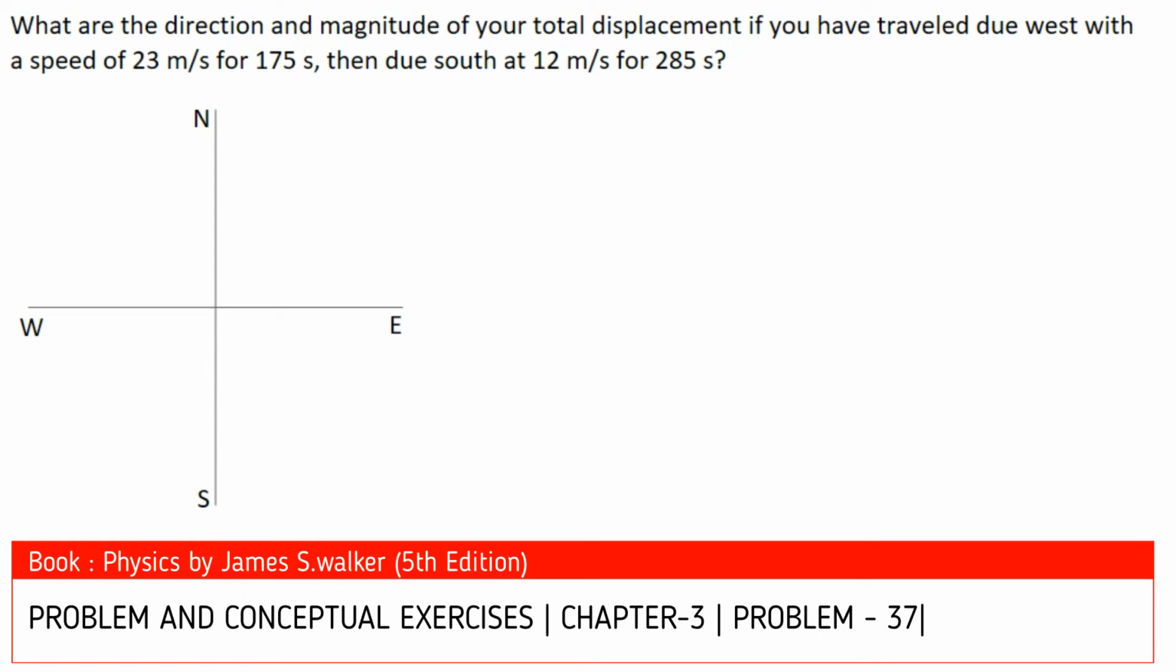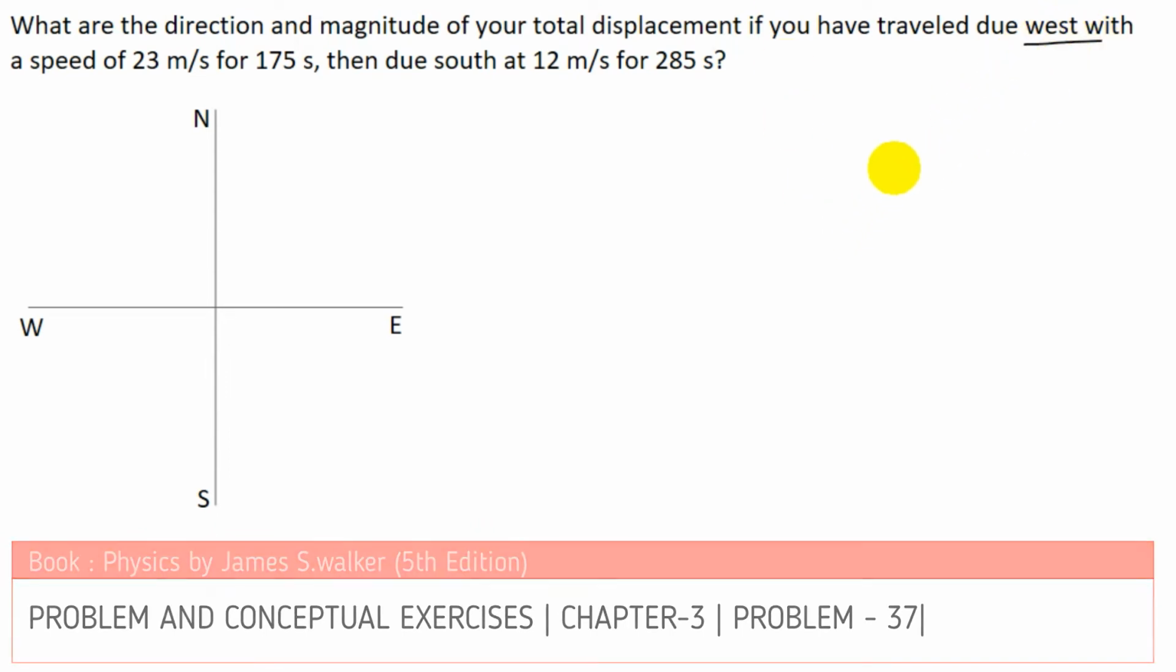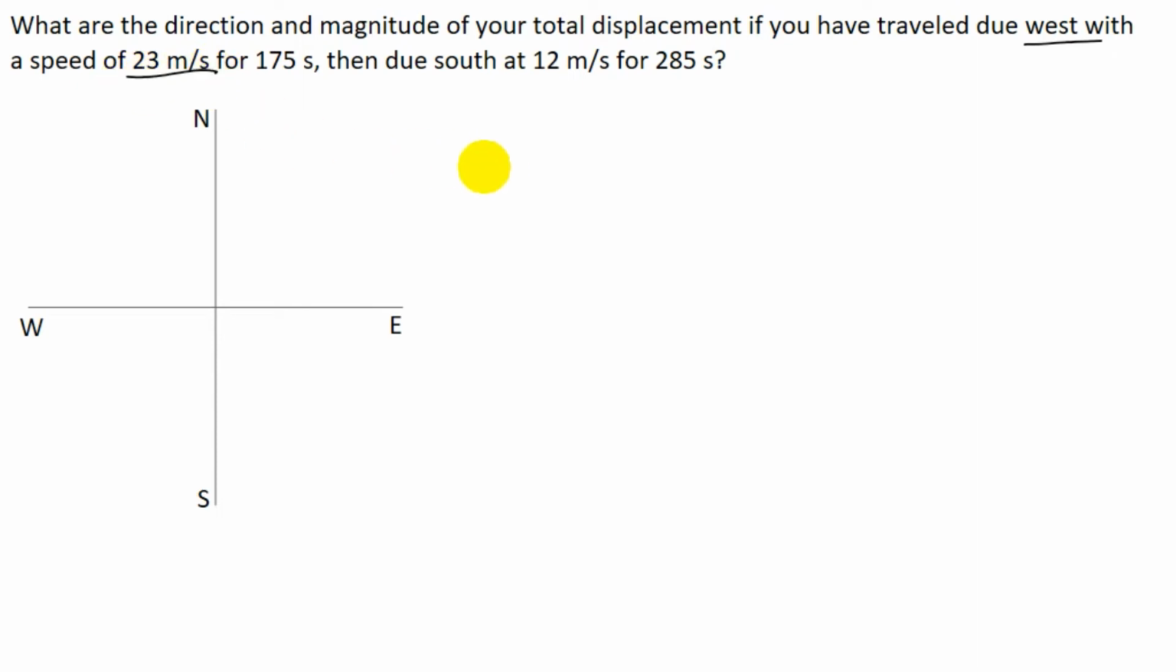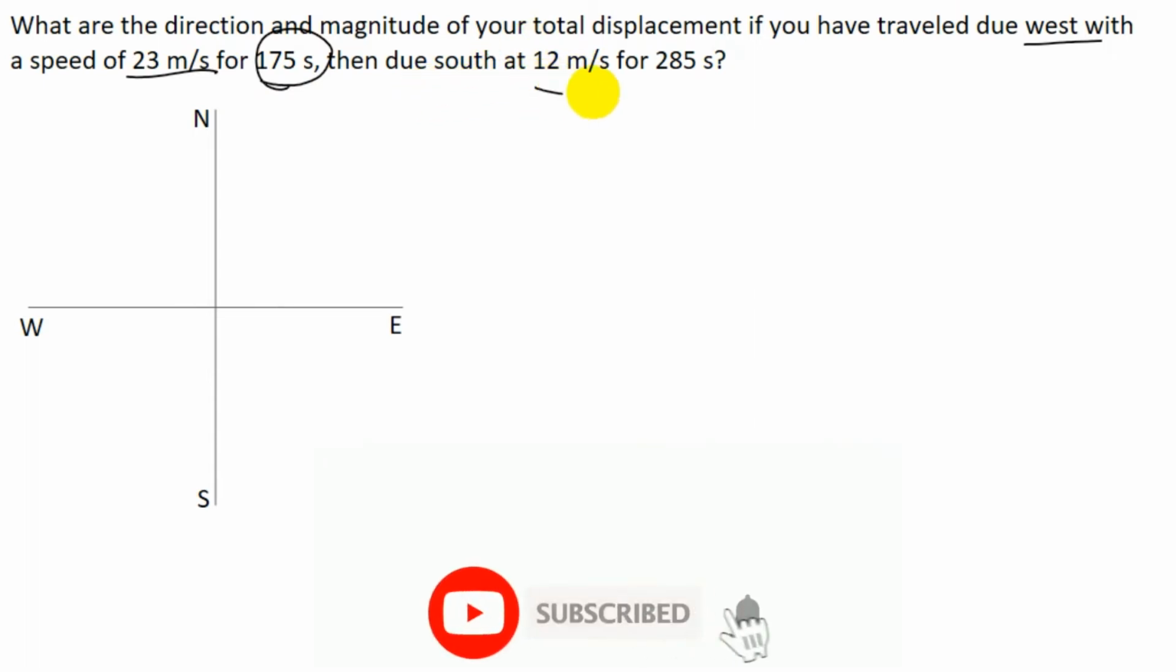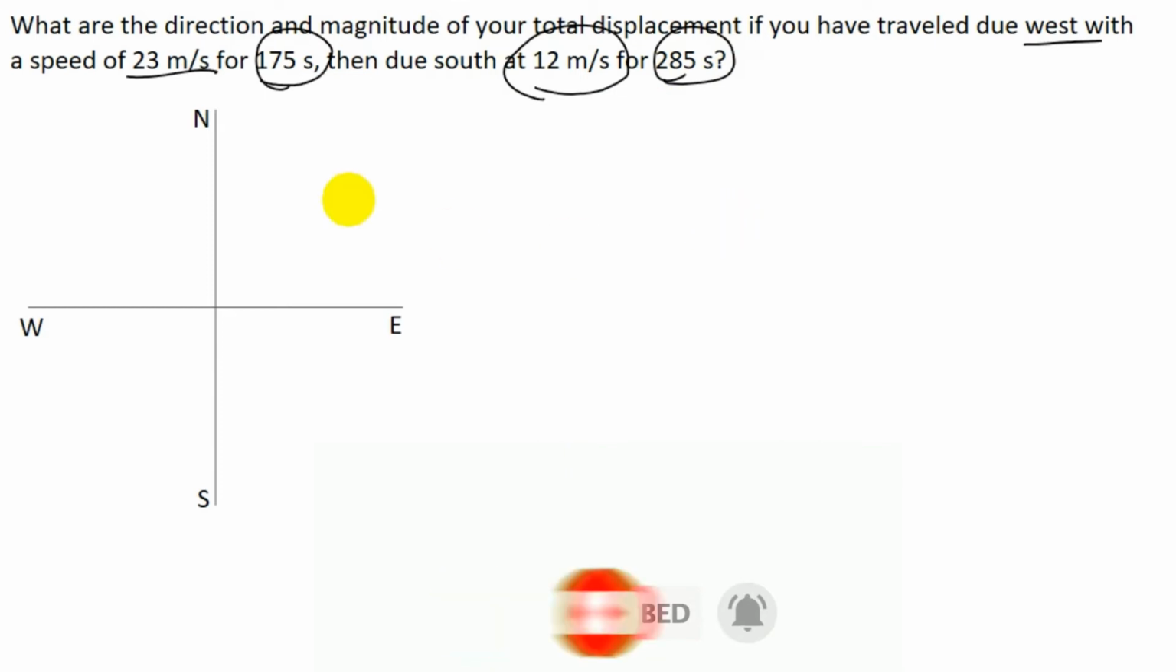So here in this question, it is given that you traveled due west with a speed of 23 meters per second for 175 seconds, and then due south at 12 meters per second for 285 seconds. So these are our directions, east, west, north, south. The north direction we are taking to be positive, and the east direction we are taking to be positive, and west and south respectively are negative.